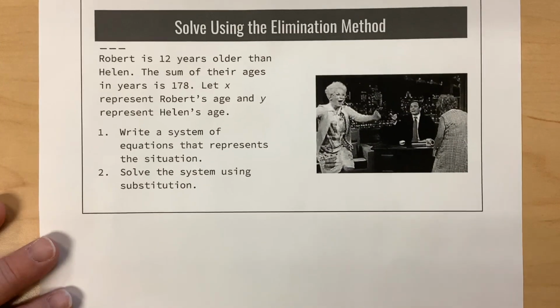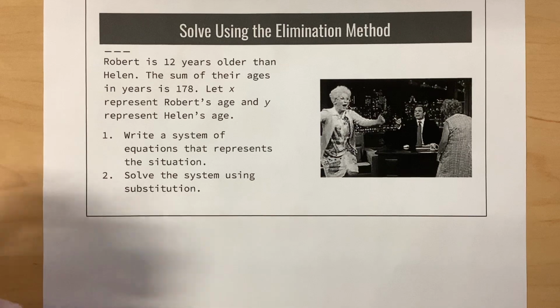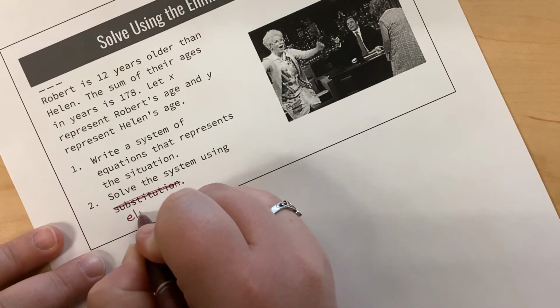All right, Robert is 12 years older than Helen. The sum of their ages in years is 178. Let X represent Robert's age and Y represent Helen's age. So we're going to do the same thing here. We are going to write a system of equations and then we're going to solve it using elimination.